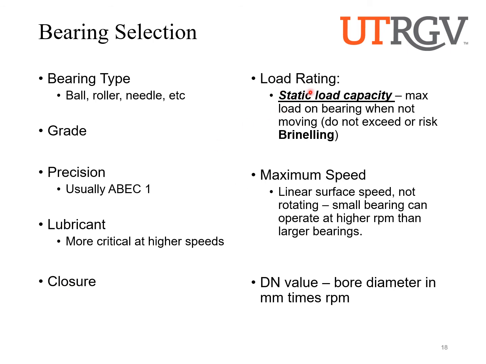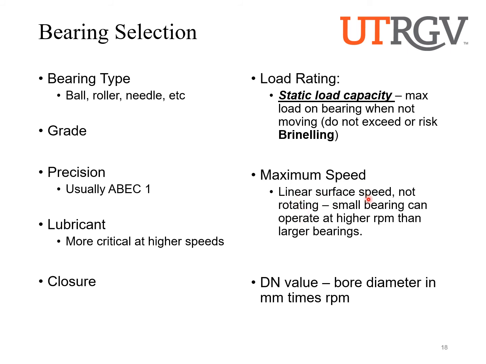We're also going to look into the load rating, specifically the static load capacity. So we want to make sure that when you pick a bearing, you never do exceed that static load to avoid Brinelling. The manufacturers will also give you the maximum speed that the bearing is good for. The speed is going to be more of a linear surface speed than a rotating one. So what this is going to translate for us is that small bearings are going to be able to operate at higher RPM than the larger bearings.